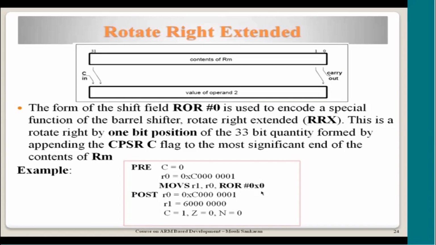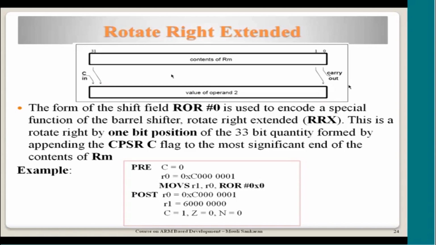ROR #0 is interpreted as rotate right extended. What I mean by extended is that it will take the 32-bit value of Rm as one 32-bit value, and then the carry flag as a 33rd bit, and then it does a rotate right. How many bits does it rotate? It does only 1 bit. It basically brings the carry into the value, and throws the value which was the LSB into the carry bit. So the carry bit is also considered along with the 32-bit value, and then it does a 33-bit rotation.